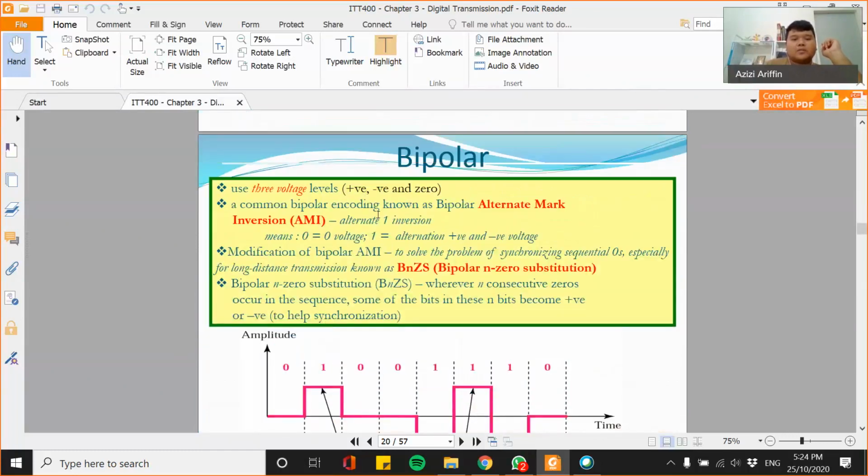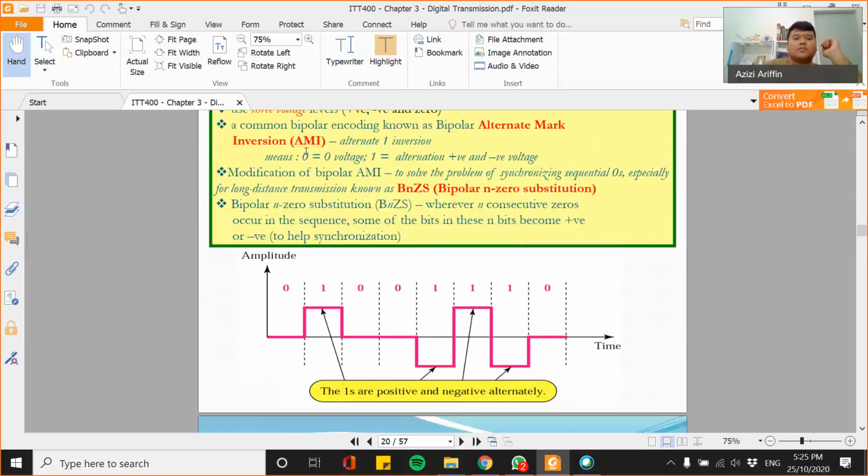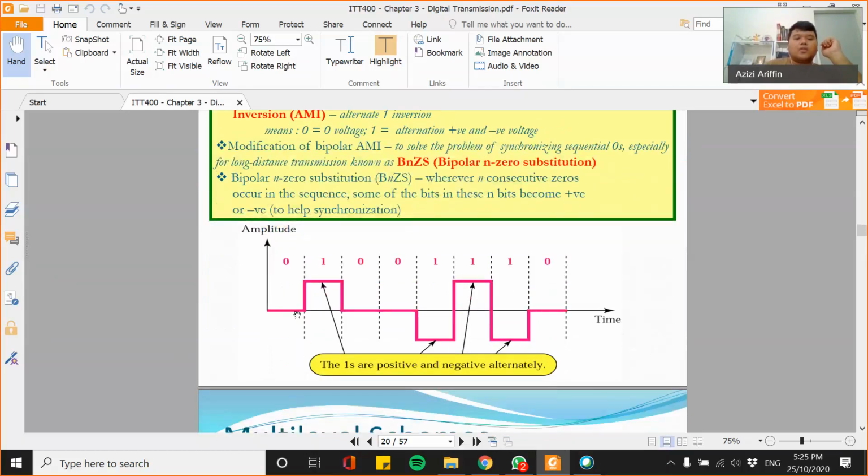Next, we have bipolar. In bipolar, there are three voltage levels: positive, negative, and zero. The common bipolar encoding is known as bipolar alternate mark inversion (AMI). So if we want to represent zero, it means zero voltage. For 1, it will alternate between positive and negative. We can see here, if 0 is 0, and if 1, it first inverts to positive.